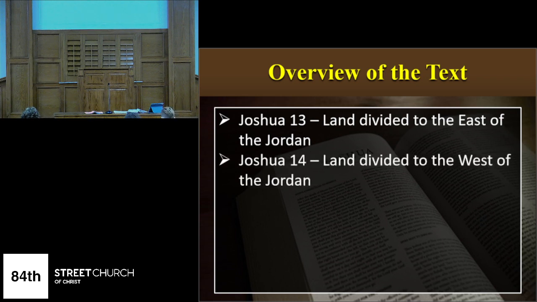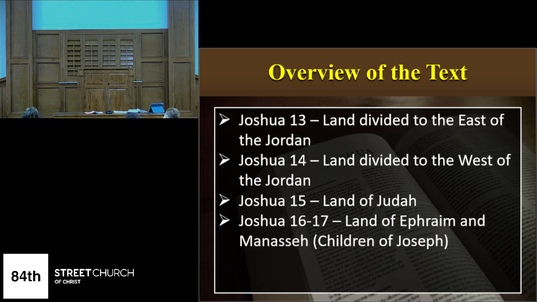And then we get into Joshua chapter 14, land divided to the west of the Jordan. And that's going to be one that Joshua and others divide up amongst the remaining tribes of Israel. We get into chapter 15. We're going to see in particular the land of Judah and its inheritance. And then 16 through 17, really looking at the land of Ephraim and Manasseh. Those are the children of Joseph that are split up into two separate allotments, if you will.